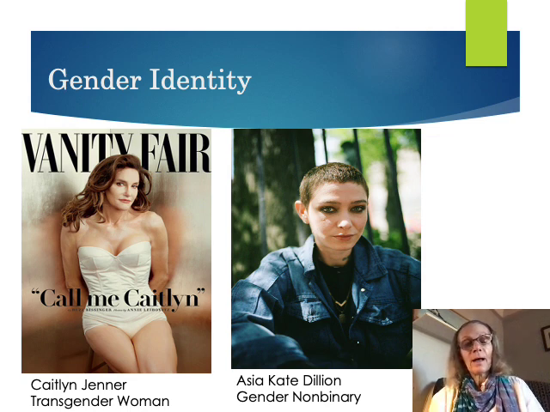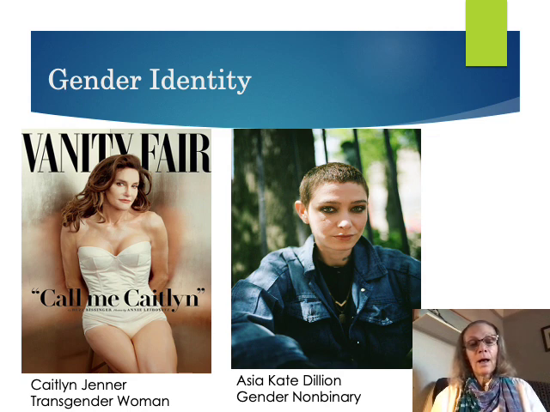Now, I put that Vanity Fair cover up there because it basically shows that while Caitlyn Jenner identifies as a woman, the way that she expresses her gender is in very feminine terms, right? A bustier, long hair, sort of corresponding with gender norms about what a woman looks like, right? And in a second, we're going to be talking about gender expression and gender norms.